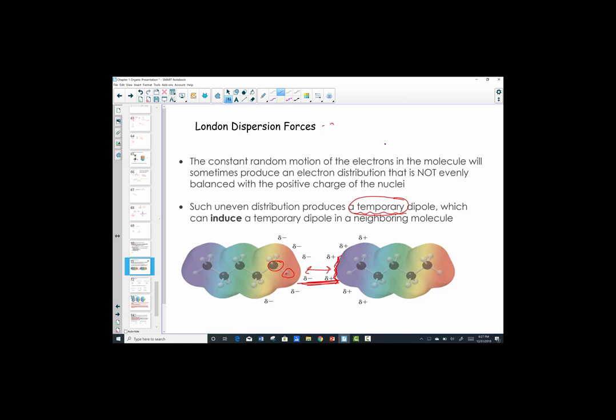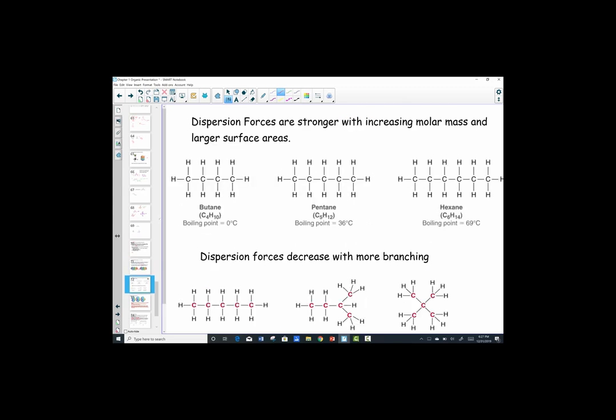All molecules can behave such as this. All molecules can exhibit dispersion forces. Now, a dispersion force can increase with increasing molar mass and larger surface areas. Keep in mind, it's how we can influence one molecule to the next. So the longer the molecule is, the more surface area it has. The longer molecule means that it can interact over a greater surface area to create these temporary dipoles.